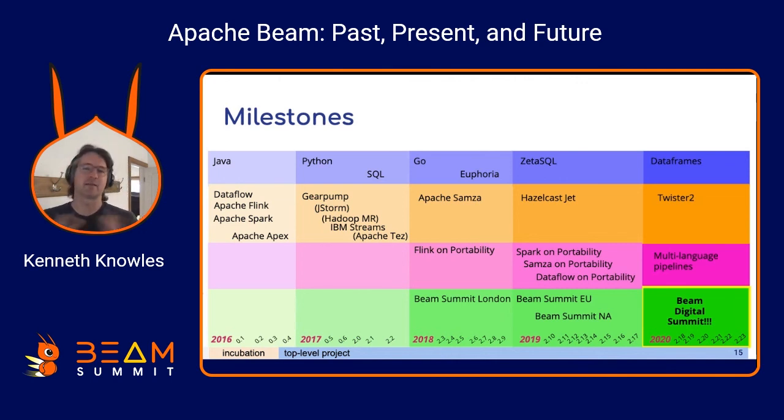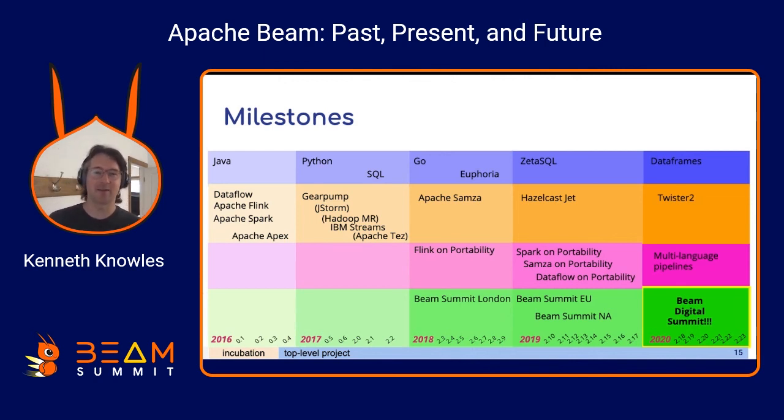Okay, third row, that's the Beam Vision row. That's the portability framework. You'll hear that word a lot because it's really coming to fruition. This is any language on any runner. So it took a while to kickstart because you need multiple runners and multiple languages before it matters.